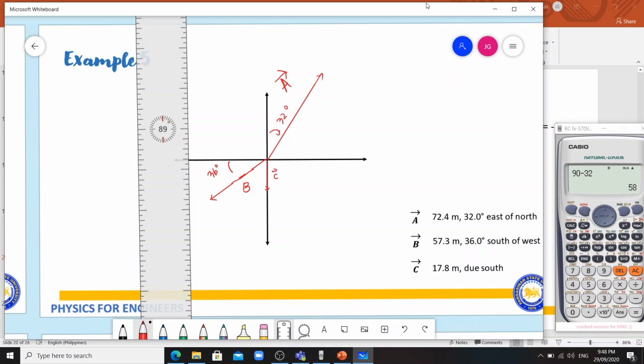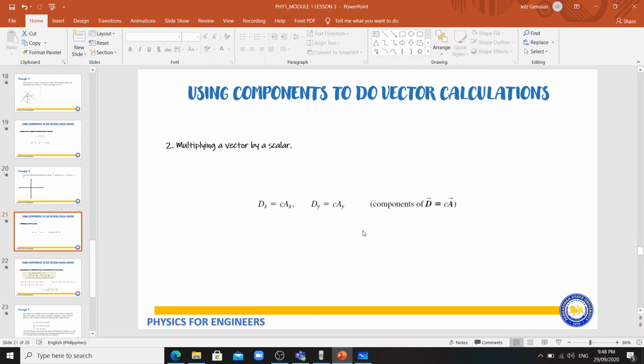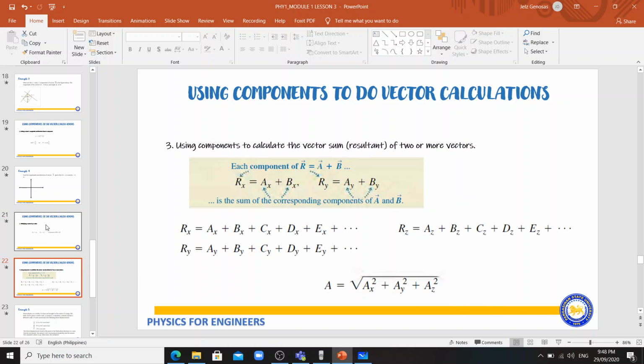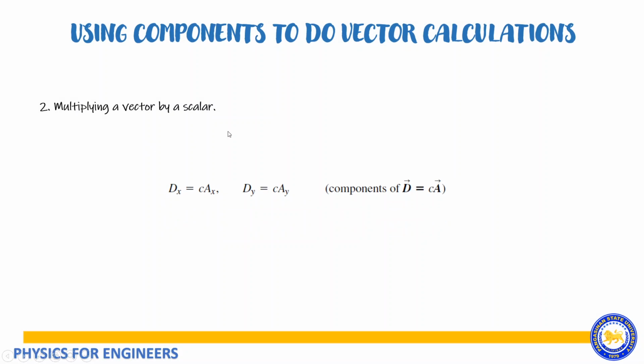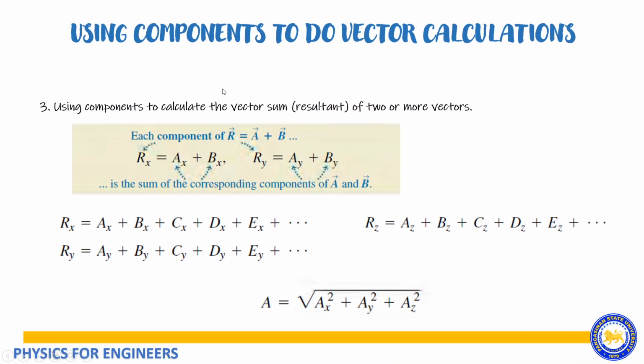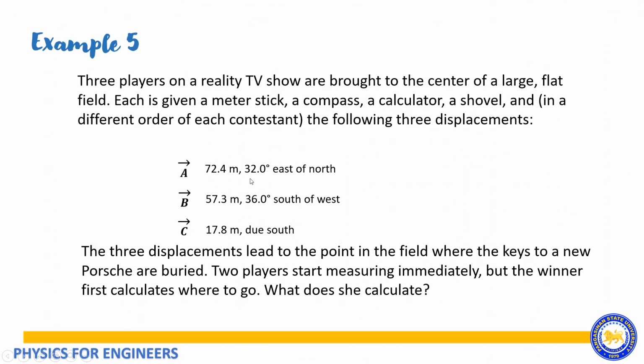Ngayon, gamitin natin yung components para ma-solve natin si resultant. So, paano siya? Tingnan natin dito. Sabi niya dito, multiplying vector by scalar. So, pwede rin i-multiply yung component natin. And then, using components to do vector calculation. So, ang gagawin lang natin is to sum the components. Parang square root of ax squared, ay squared, az squared. Makukuha na yung resulta.